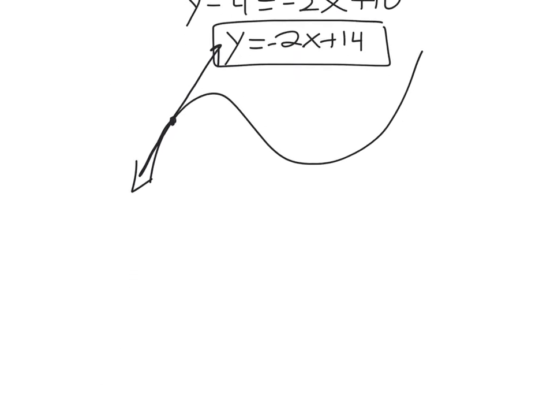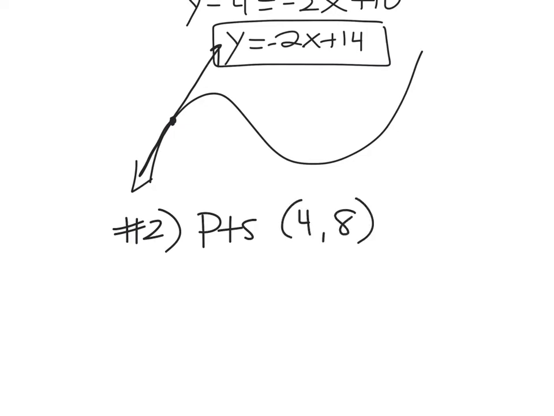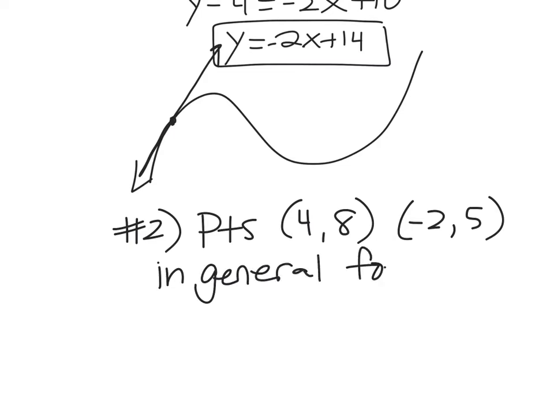Number 2. Okay, so that was a point and a slope. Now let me give you 2 points, okay? So find the equation of the line given these 2 points, 4, 8, and -2, 5. And this time we're going to find the equation in general form or standard form, whatever you want to call it, general form.